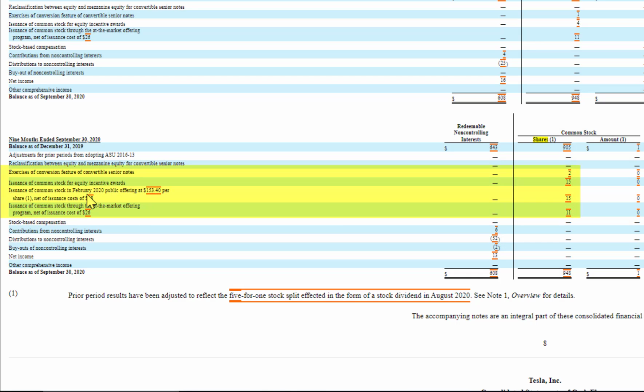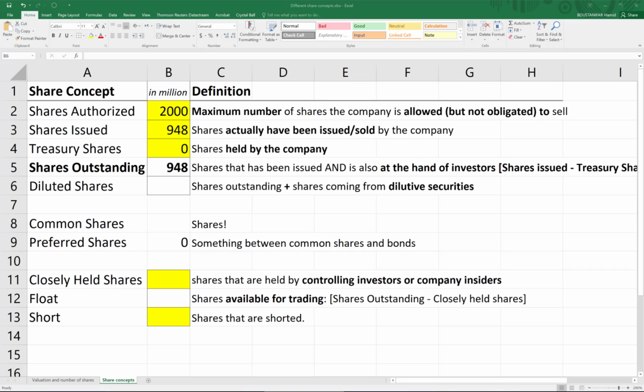See, the company is issuing some stock in February 2020, there's issuance of incentive awards, there's exercise of convertible notes, etc. So these shares are added, and we end up at 948 million shares outstanding by the end of September 30th, 2020. Okay, so these are all the shares outstanding, and these are the common shares as we saw. So I can say this is the 948 outstanding shares.